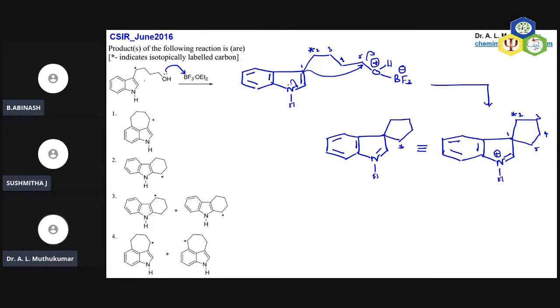So both are correct. In this case, you are just giving the numbers in this fashion: 1, 2, 3, 4, 5. So in that way, you can draw this compound in 2 ways.